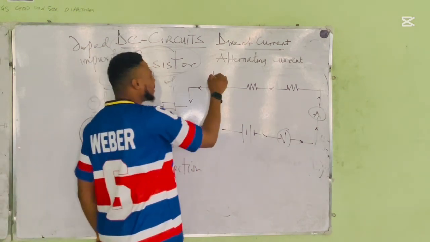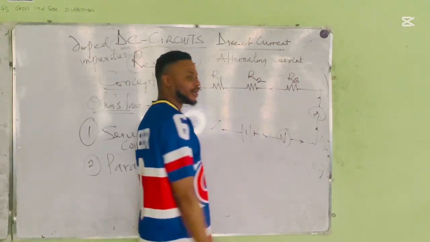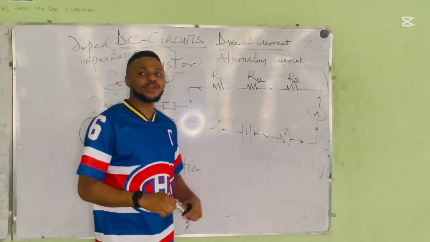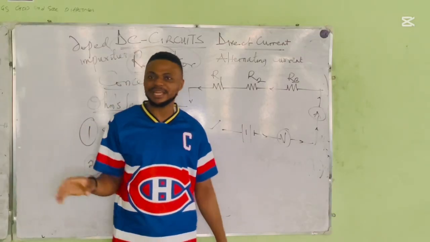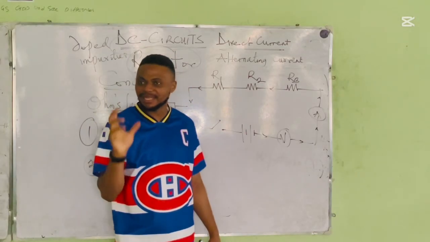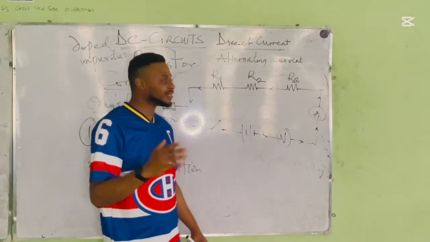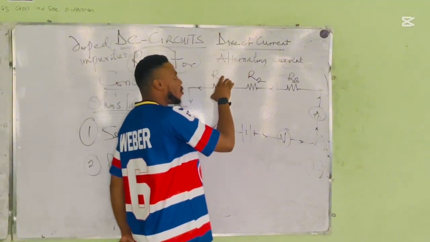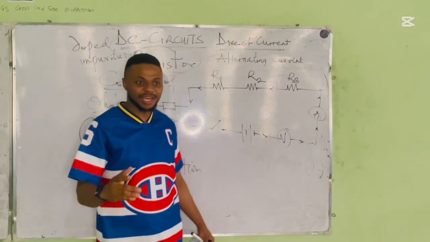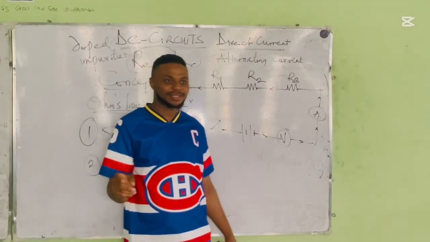Alright? So we can call this R1, call this R2, and call this our R3. Okay? So the general idea is that for you to know that resistors are connected in series, you have just one wire. Nothing is demarcating them. There's no form of demarcation. Nothing is separating them. Alright? So you have just wire, and of course the different resistors are connected in this one wire. Alright? Is that okay?